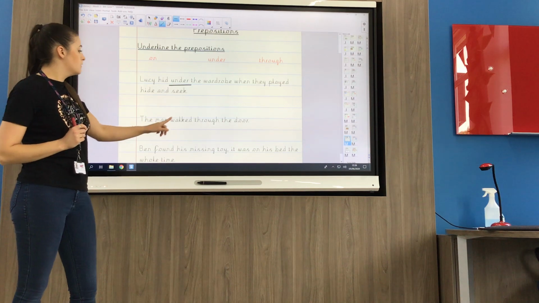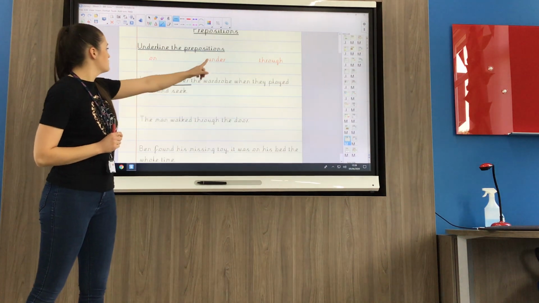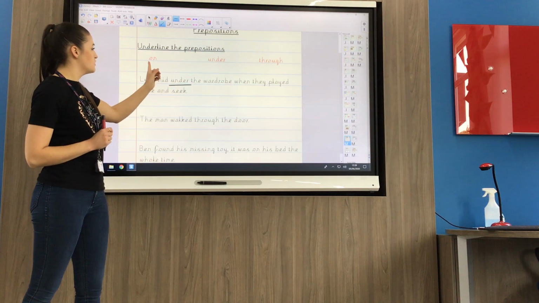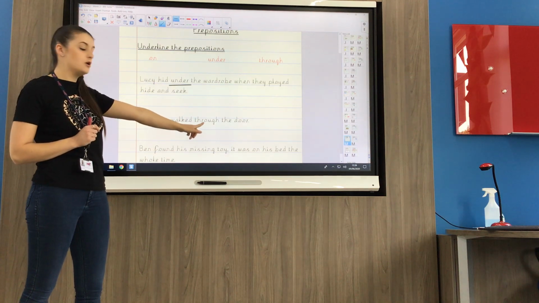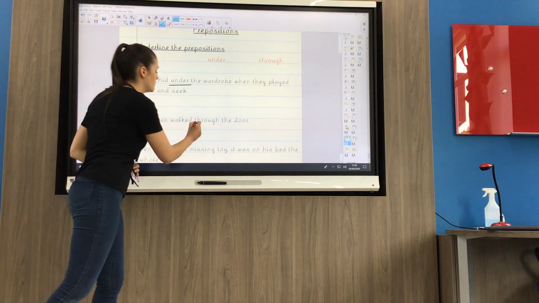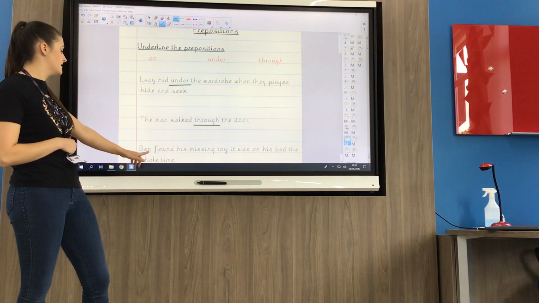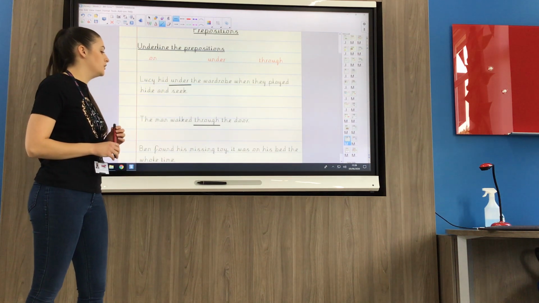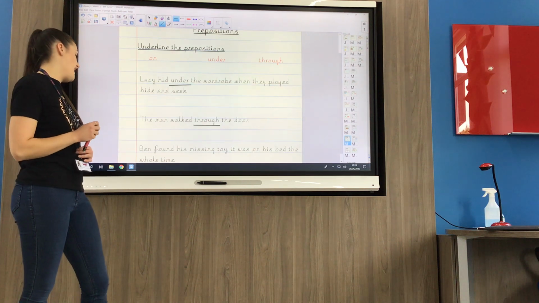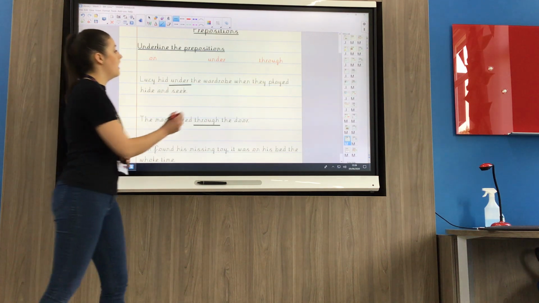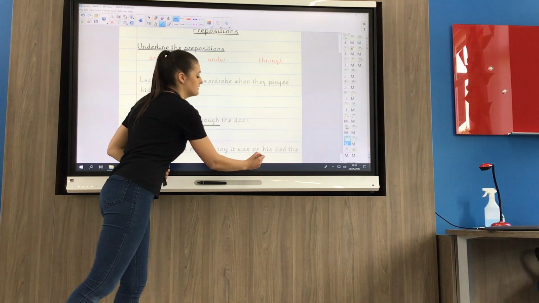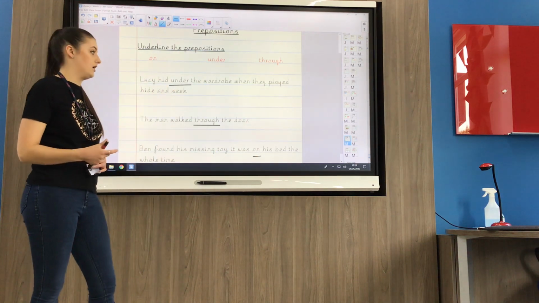The man walked through the door. Now I've used under, haven't used on yet, but I've spotted through. That's where he went through the door. That tells me where he is. Last sentence then, Ben found his missing toy. It was on his bed the whole time. On is the last one I've got left. It tells me where his toy was.